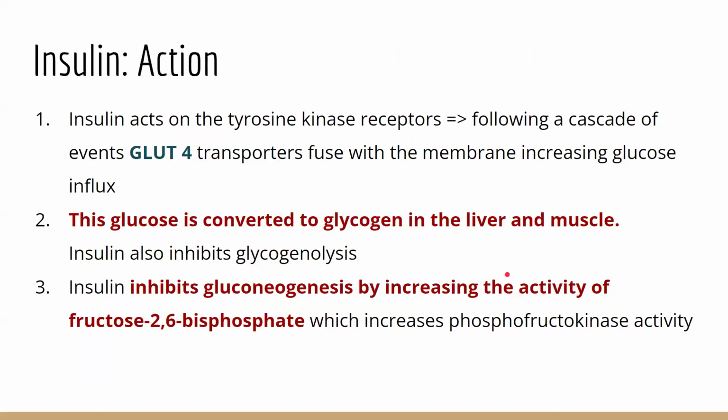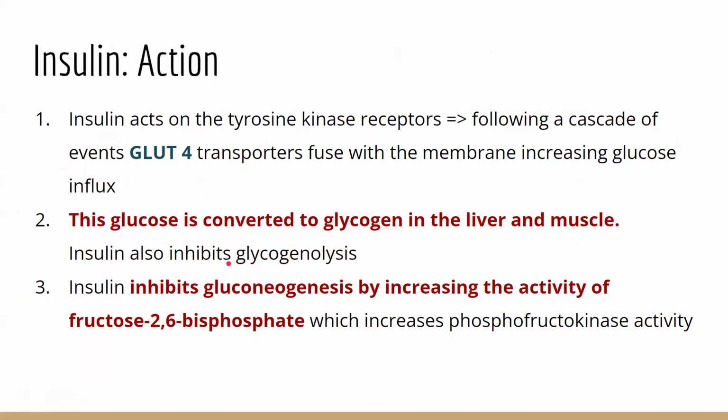So this is the action of insulin. Insulin acts on tyrosine kinase receptors, like we mentioned. They follow a cascade of events, and GLUT4 transporters fuse with the membrane, increasing glucose influx. So we talked about all of this here. But what happens after the glucose enters? Glucose is converted to glycogen in the liver and muscle. This is important, remember this. So it's converted to glycogen in the liver and muscle, and insulin will also inhibit glycogenolysis.